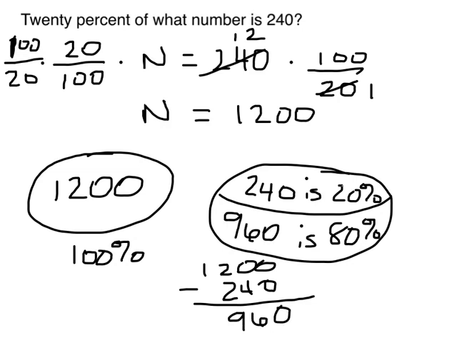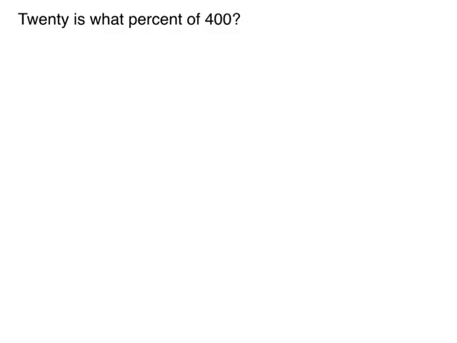So your book is going to tell you to work it out. That's this step right here. And then draw a diagram of the problem, filling in all the spaces. Alright, let's do this one. 20 is what percent of 400.